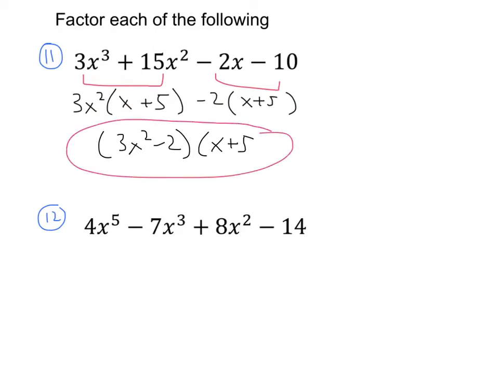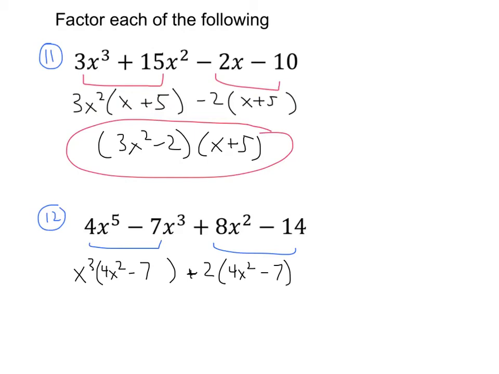Oops, forgot my parentheses. Okay, and then on 12, let's factor the front and the back separately. In the front, I can pull out x cubed. That's going to give me 4x squared minus 7. Back here, I can pull out just a positive 2, right? So plus 2 times 4x squared minus 7.